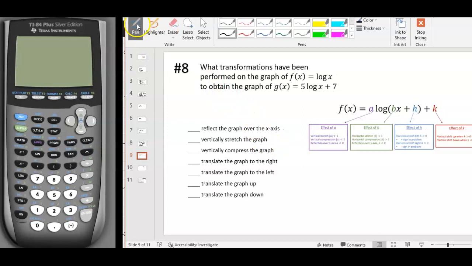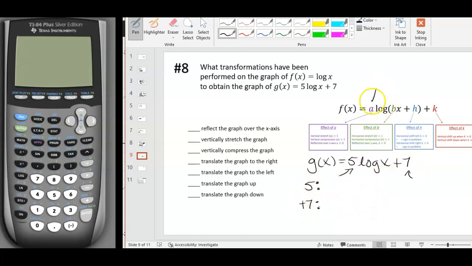Okay, so what we need to do is use this from our study guide and compare it to what we have to figure out what changed. So if we have g of x equals 5 log x plus 7, notice there's a 5 right there that's being multiplied in, and we also have a plus 7. So what are these going to do to our function?